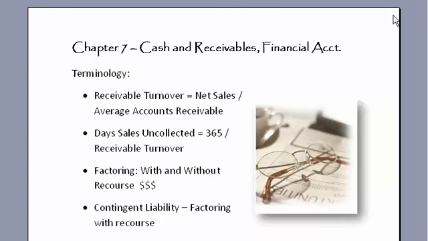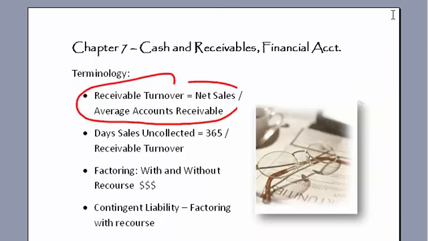In all of our chapters, pretty much we've had different equations that we're interested in. And in terms of terminology, our first one is receivable turnover, because we're talking about accounts receivable here. Our formula is to take net sales divided by average accounts receivable. Average accounts receivable is nothing more than January 1st balance plus December 31st balance divided by 2. And what we're looking at is how quickly are people paying their bills.